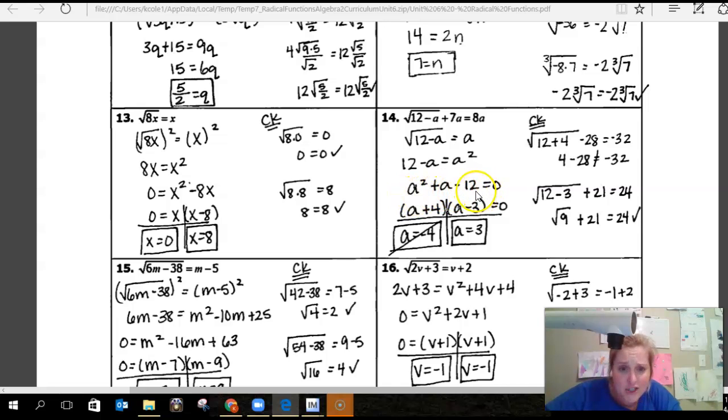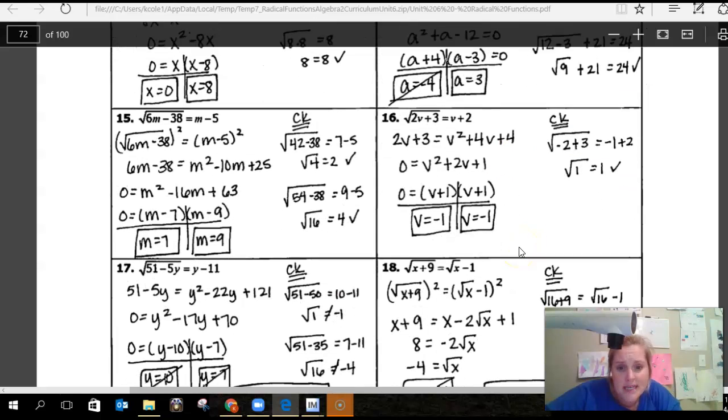This one is factorable. The factors of negative 12 that give you positive 1 are 4 and 3. So she factored it out. Set each one equal to 0. This is negative 4. This is positive 3. She did her checks. Easy, easy.